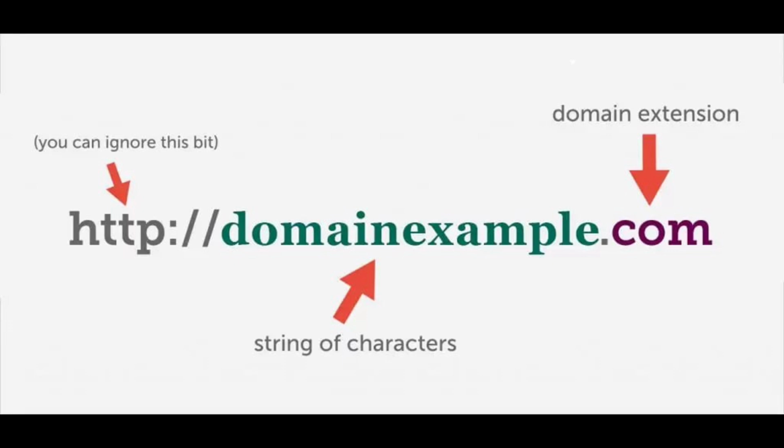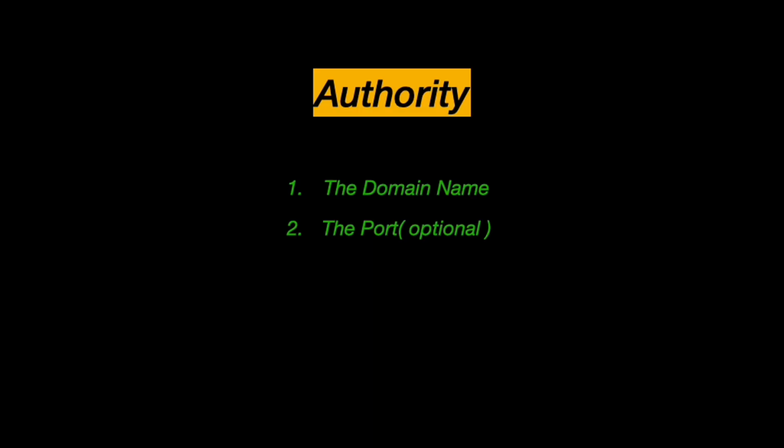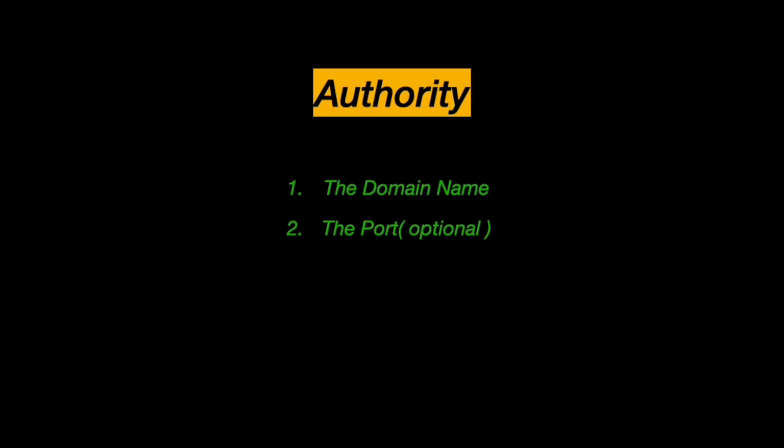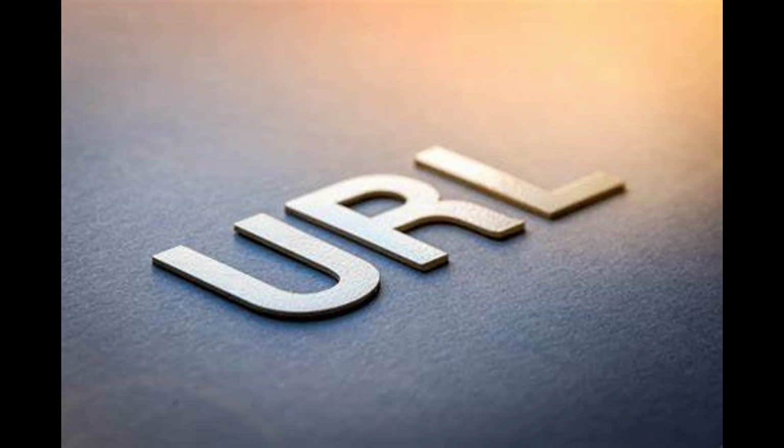Two, the port, optional. This is a number that tells your computer which door to knock on at the building. Most websites use the standard ports, like 80 for HTTP and 443 for HTTPS, so you usually won't see it. But if it's there, it's like an apartment number within the building. So the authority points your computer to the exact location of the website you're trying to visit.